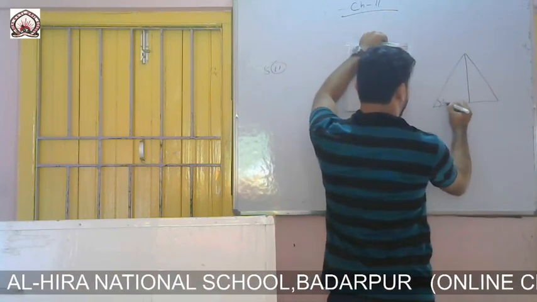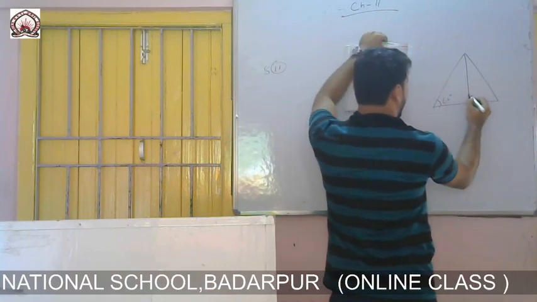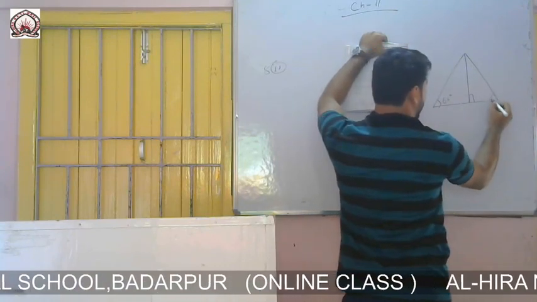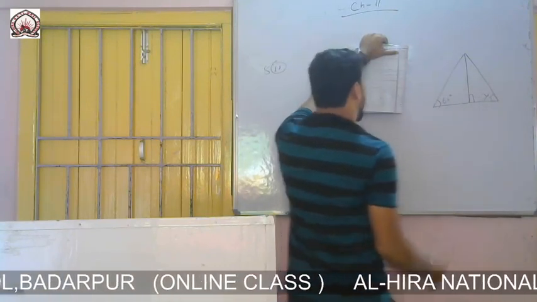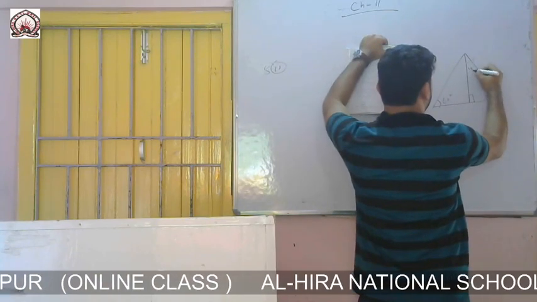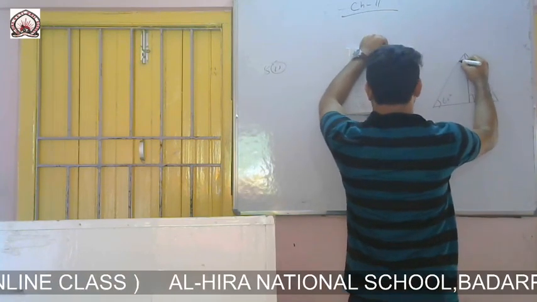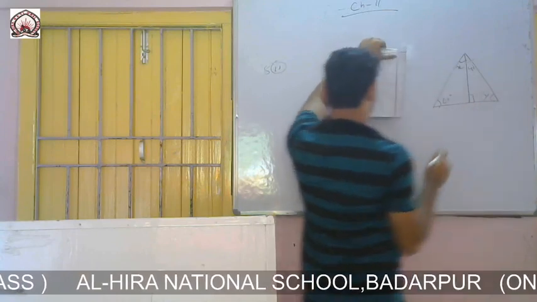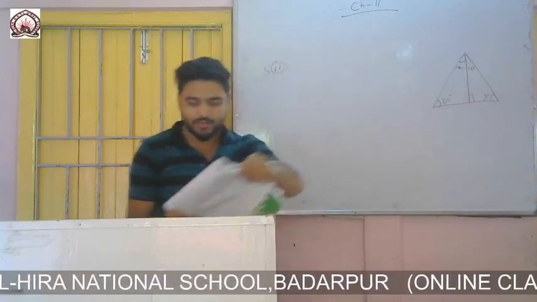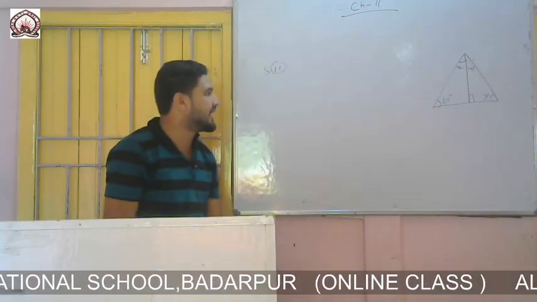The measure of this angle is what? 60 degree. The measure of this angle is 90 degree. The measure of this angle we have to find, and the measure of this angle is 40 degree, and the measure of this angle we have to find. You have to find the measure of the lettered angle.